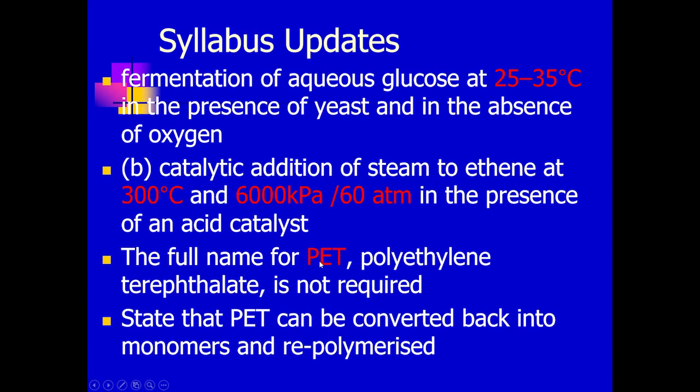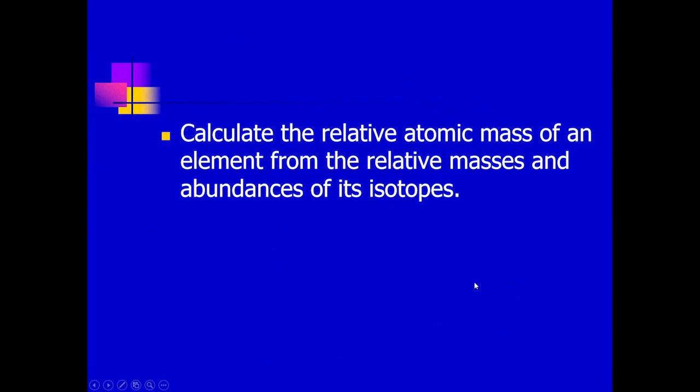The full name for PET, polyethylene terephthalate, is not required. Basically, PET is polyethylene terephthalate. State that PET can be converted back into monomers and repolymerized. So this is the type of plastic which can be repolymerized.